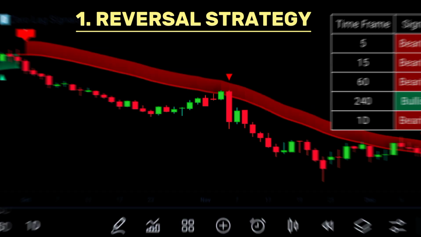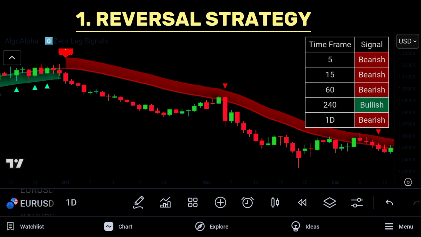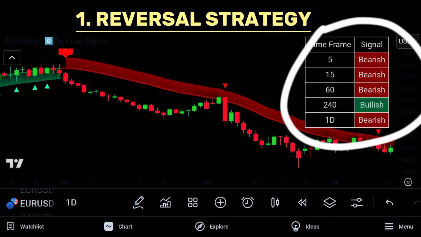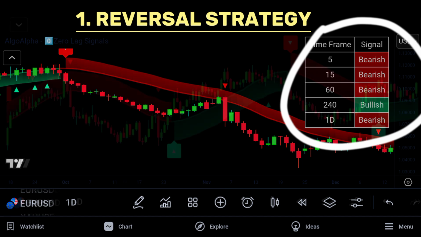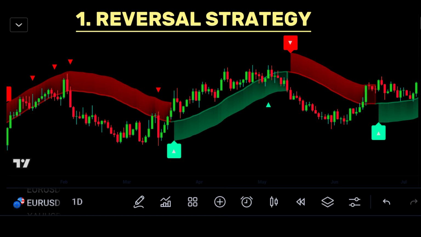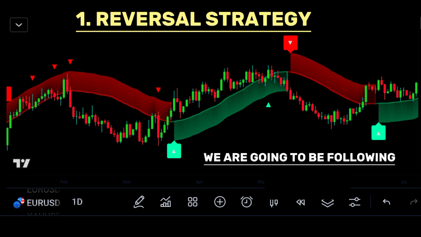So the first strategy we are going to be working with is the reversal strategy, and it's very simple. But before I explain how we are going to trade the reversals, I want you to first of all forget all about any information from this time frame table, as we are not going to be making use of it. So, to trade the perfect reversal of the market using this indicator, we are going to be following 3 steps.